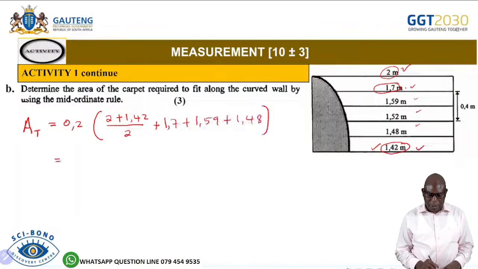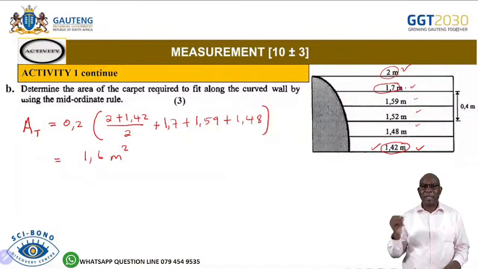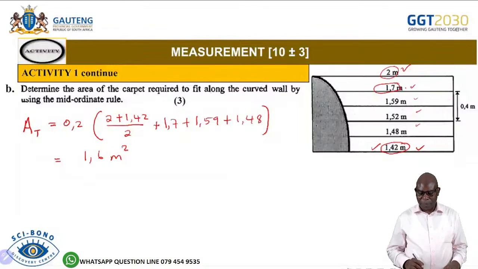So from there, I just take my calculator, and the answer there will be 1.6 square meters. Remember, this is an area, so it's 1.6 square meters. And the 3 marks there are for writing the formula, writing the substitution and the final answer. So the 3 marks is already there.